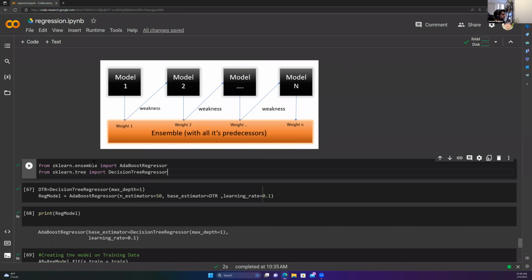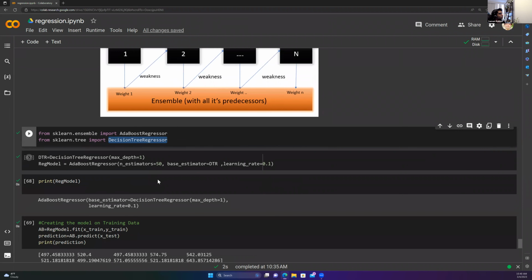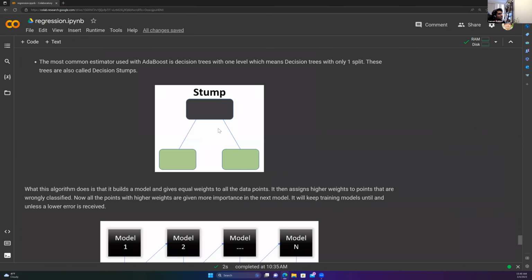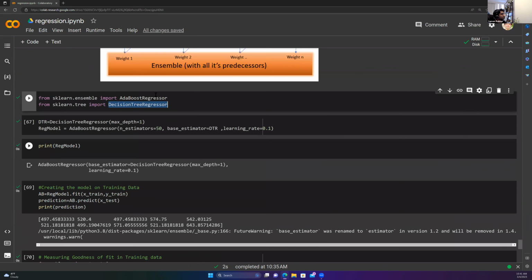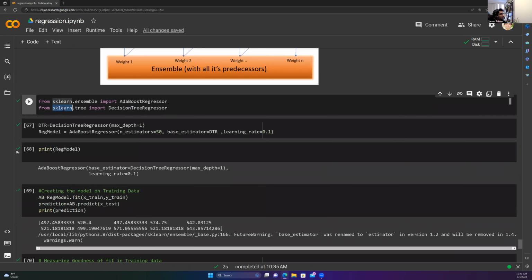And again, the way you can use it, we have AdaBoostRegressor, and it comes from the ensemble class of scikit-learn. Of course, for your stump, you have to create a base decision tree, right? Because AdaBoost also uses decision trees, but it's boosting them, using the result of one, weighting it, and fitting it to the next one. So you also want to import DecisionTreeRegressor from the tree class of scikit-learn.